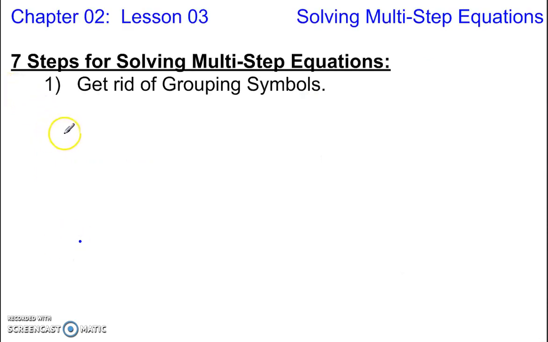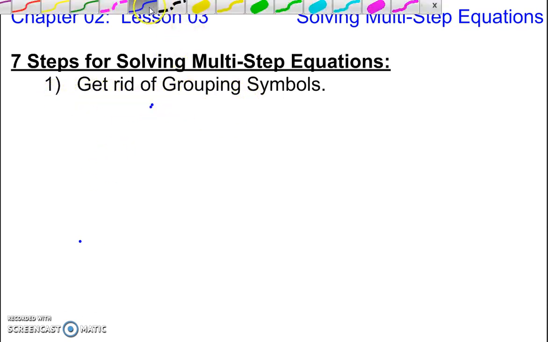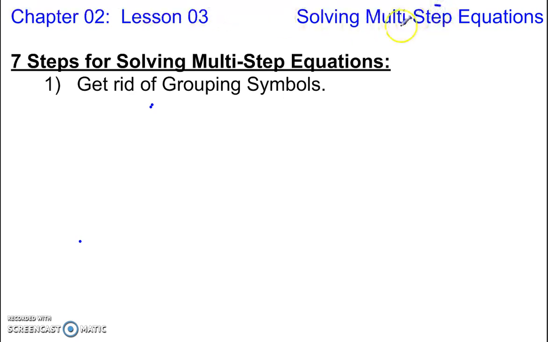7 steps for solving multi-step equations. We're going to write down 1, 2, 3, 4, 5, 6, 7, and I'll go through each of these. Number 1, get rid of grouping symbols. And grouping symbols, that's parentheses, brackets, braces, and also fraction bars.